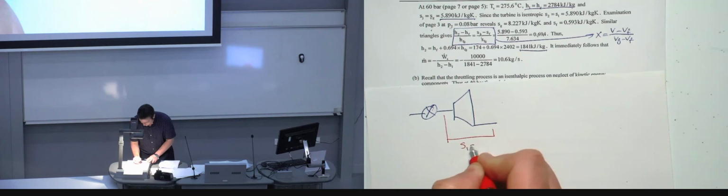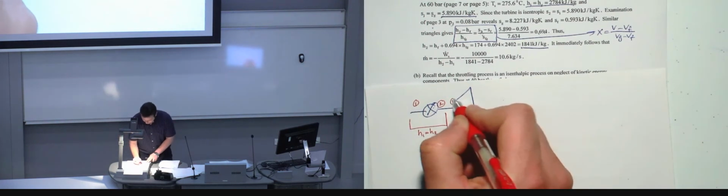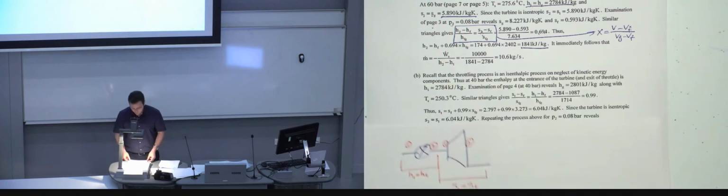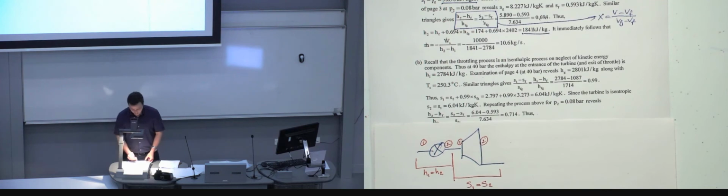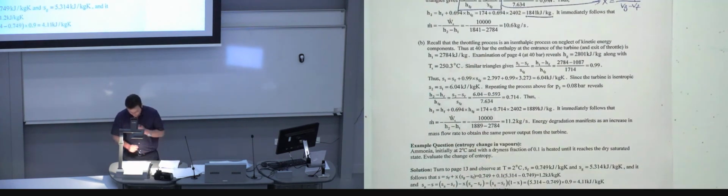The configuration now, as you can expect, looks like this. Across the turbine, S1 is equal to S2. And the only thing to realize is that across the throttle, H1 is equal to H2. When I was talking about the bridge, the information that transfers from point 1 to point 2, for a turbine it was the entropy, which was the same. For the throttle, it is the enthalpy which is the same before and after. Using that information allows you to work out the final H2 at this point. So very similarly, you look at the pressure that is given to you.